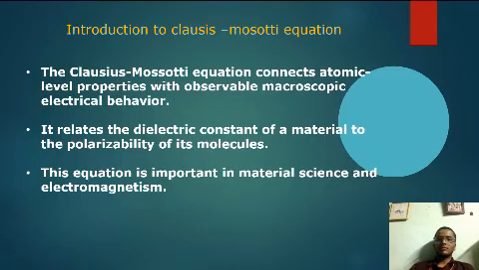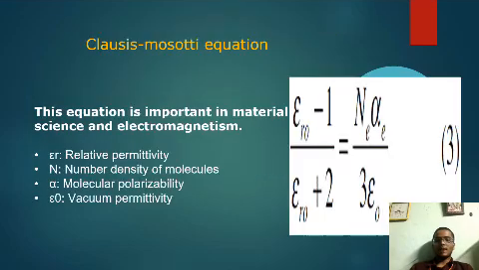Introduction to the Clausius-Mossotti equation. The Clausius-Mossotti equation connects the atomic level properties with observable macroscopic electrical behavior. It relates the dielectric constant of a material to the polarizability of its molecules. This equation is important in material science and electromagnetism.